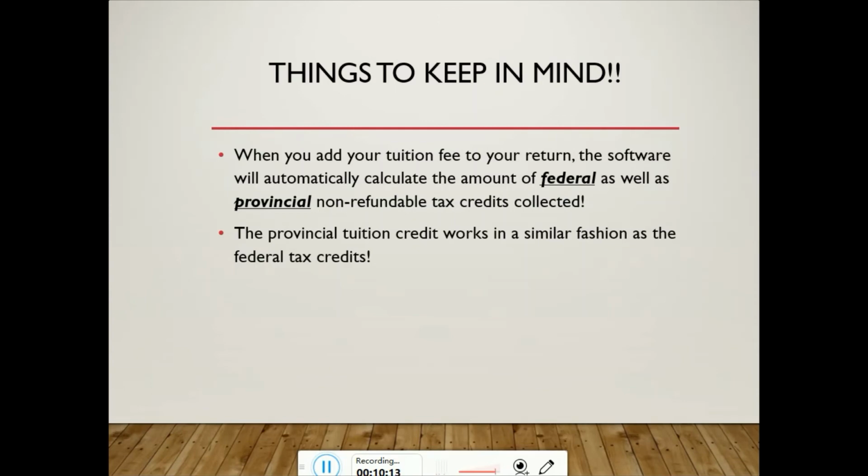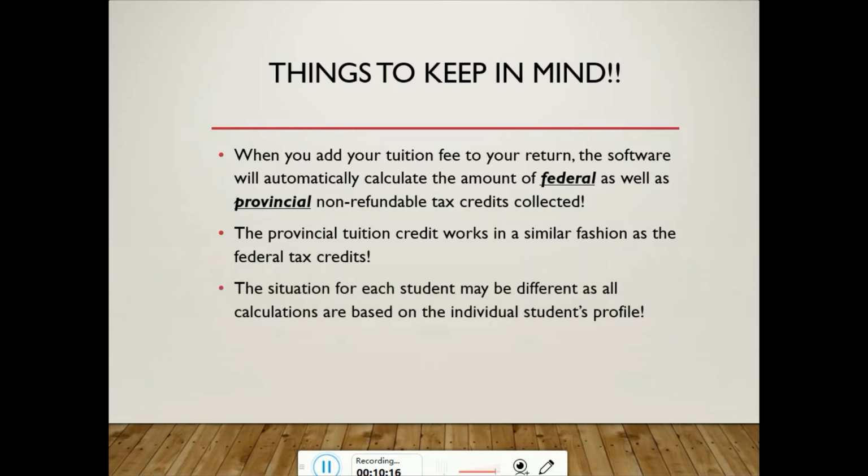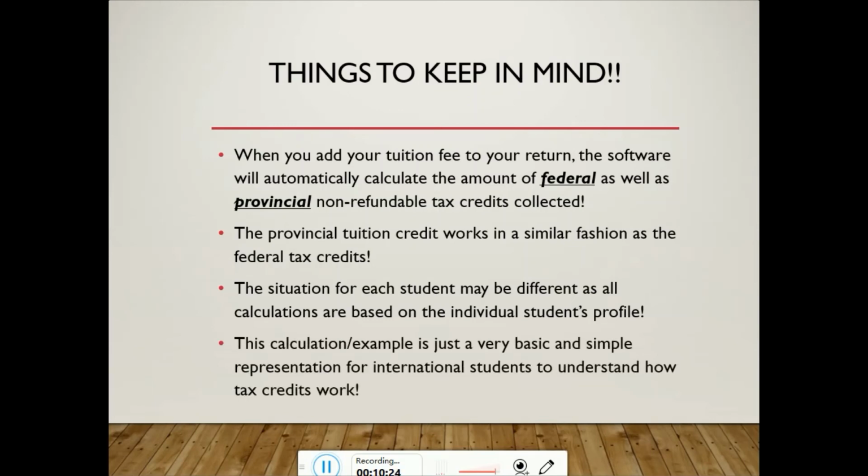Again, the situation for each student may be different as all calculations are based on the individual student's profile. This calculation and example is just a very basic, rudimentary and simple representation for international students to understand how tax credits work. Each situation is different and you may have a different situation than what is seen in this presentation, but this presentation is just to give you a basic idea of how the tuition credits help you in future if you accumulate them. But this is in no manner a concrete example of what exactly may happen.